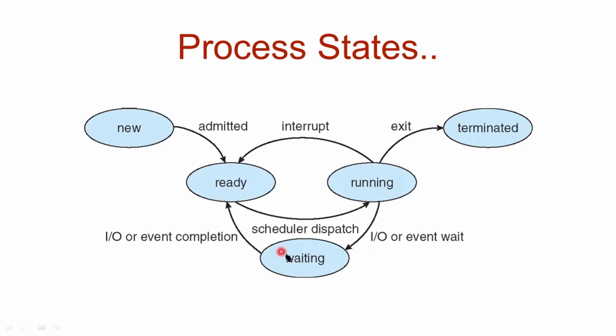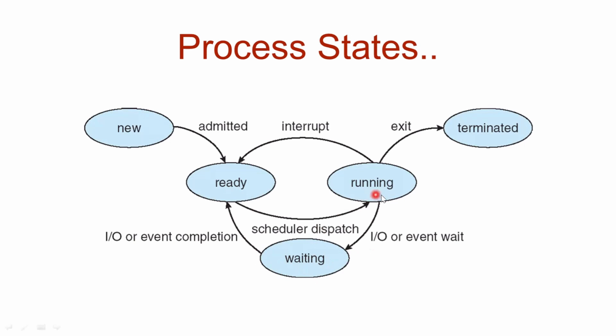A process which is in the waiting state can never go directly from waiting to running state. If it has completed its input output, it can be allocated to the CPU again if and only if it is present in the ready state.